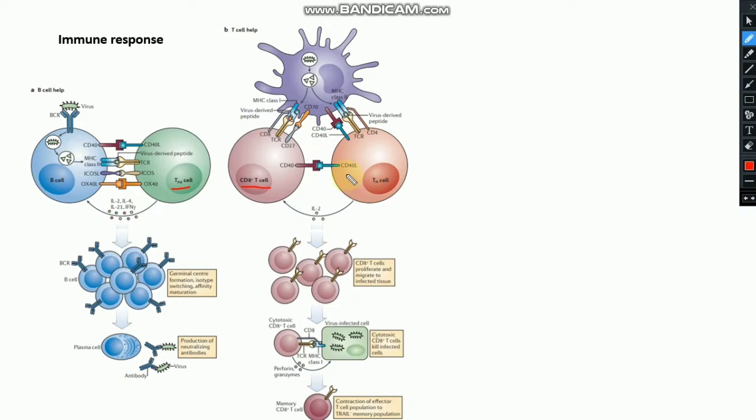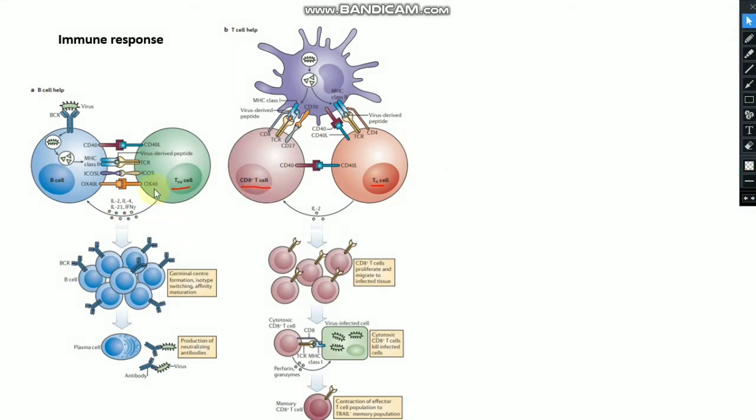And also here you see the T helper cell produces cytokines like IL-2 and IFN gamma. By these cytokines, the CD8 positive T cells also get activated. So there are different processes, and this is a series of several mechanisms. This is how CD8 positive T cells get activated.